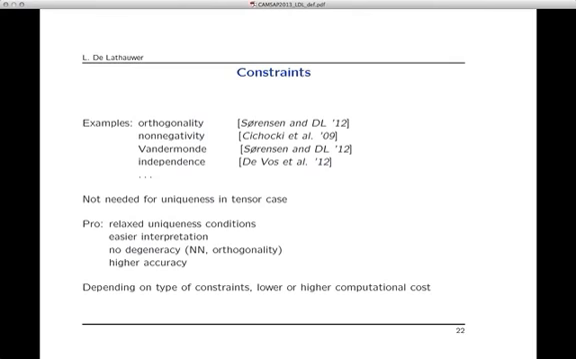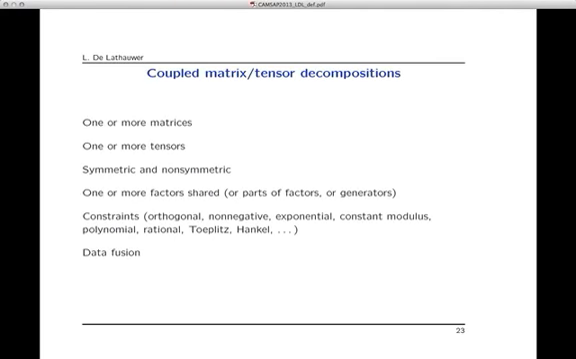Okay. So far, I haven't said anything about constraints. You don't need them for uniqueness, but you can impose them if you think it will facilitate interpretation. It can even give better uniqueness results, improve the accuracy, and so on. So you can impose constraints if you want.